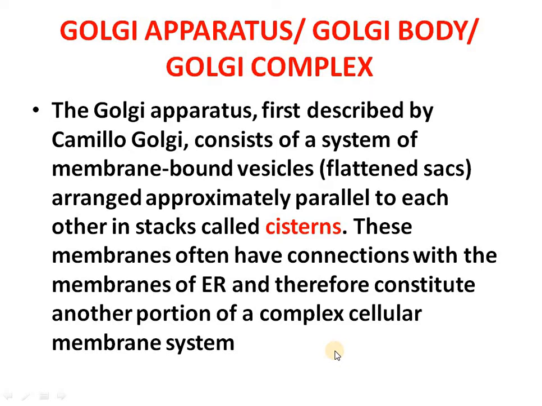Now very important, Golgi apparatus, Golgi body or Golgi complex. This is the same name for a single entity. You can call it Golgi apparatus, Golgi body or Golgi complex. The Golgi apparatus was first discovered by Camillo Golgi. It consists of a system of membrane-bound vesicles arranged approximately parallel to each other called cisterns. These membranes often have connections with the membranes of endoplasmic reticulum and therefore constitute another portion of a complex cellular membrane system.